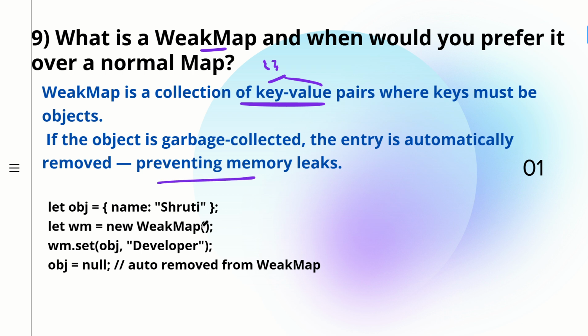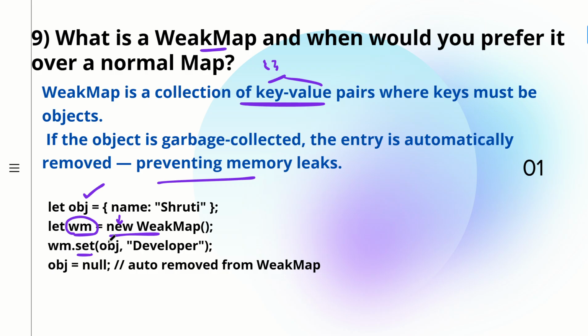And coming to the syntax, this is our object: let obj = { name: 'Shruti' }, that is property name having the value Shruti. If we want to create a WeakMap, then we have to make use of this syntax, that is new WeakMap. We are initializing our WeakMap with the new keyword, and we are storing it in variable wm, that is WeakMap. So whenever we want to set any value, we have to make use of the .set method.